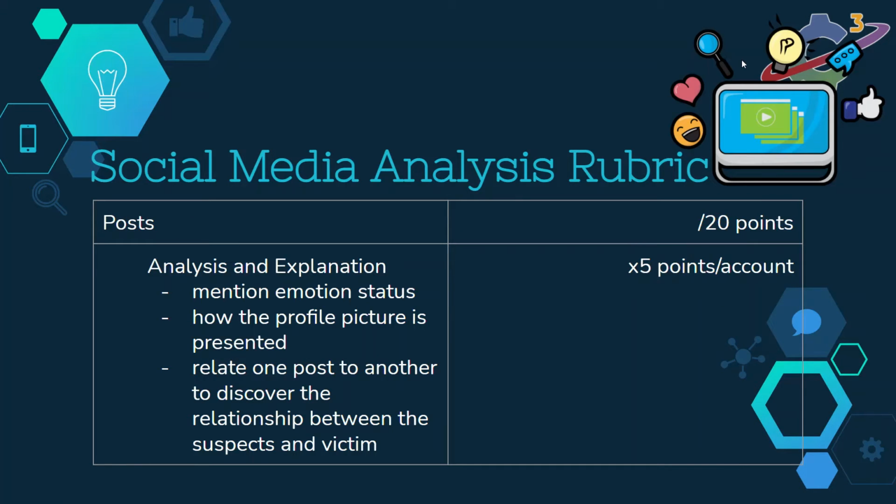Social media is an important tool in our lives. It helps us connect with people all around the world, and also lets us share important information about ourselves or others to everyone on the internet. So in this task, you'll be using social media accounts a little bit differently. What you're required to do is analyze and explain the emotional status of each suspect that you analyze, and how the profile picture of each suspect is presented. You want to relate one post to another to discover the relationship between them and the victim. In this task, you will also gain 20 points in total. 5 points will be allocated per account.